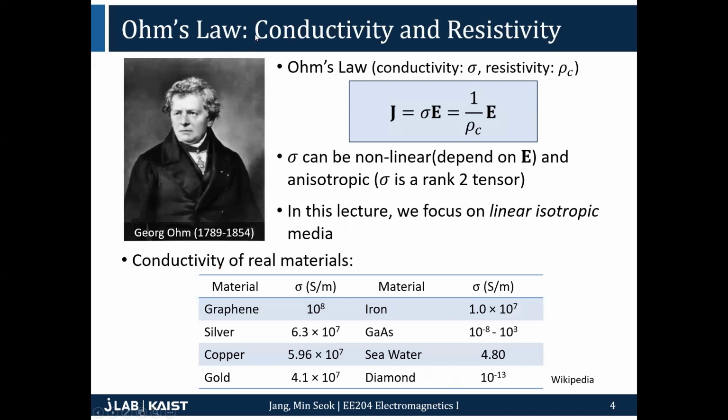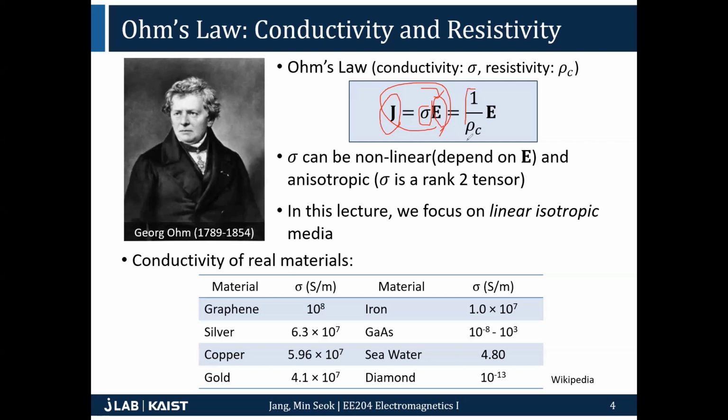And then we have the famous Ohm's law. Ohm's law means this: current density is proportional to the electric field, and the coefficient is called conductivity. So for a given electric field E, more current flows if conductivity is higher. The name makes sense, right? Higher conductivity means higher current.